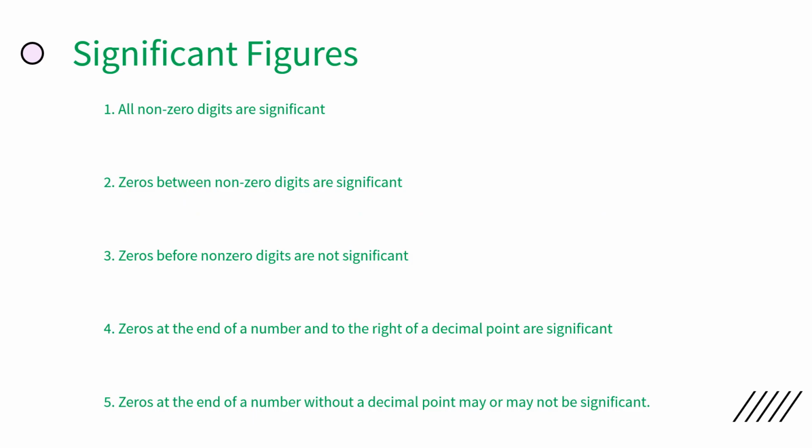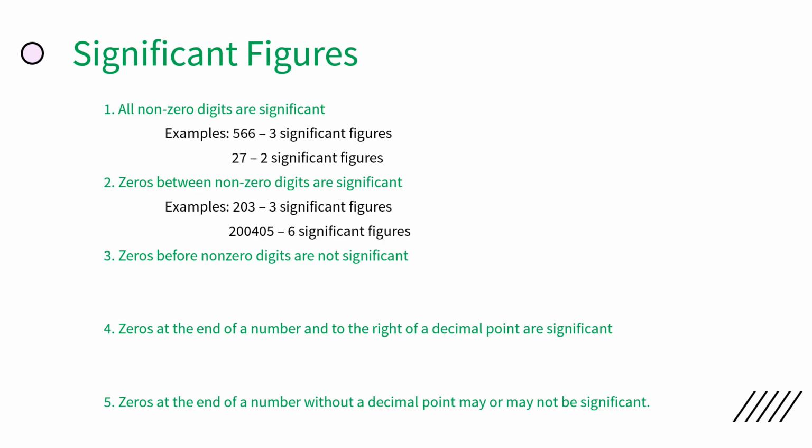So the first rule, all non-zero digits are significant. For example, 566 has 3 significant figures and 27 has 2 significant figures. So the next rule, zeros between non-zero digits are significant. For instance, 203 has 3 significant figures and 200,405 has 6 significant figures.